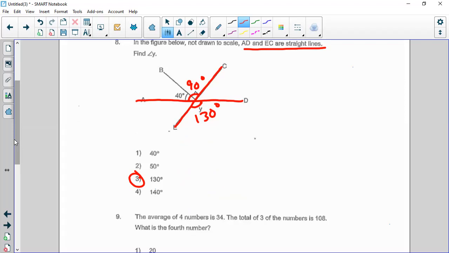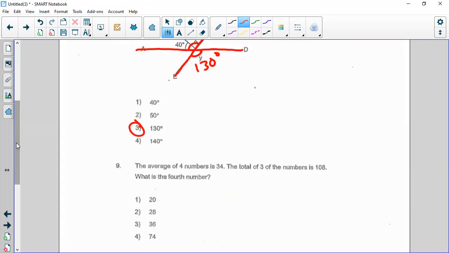Okay, let's go to number 9. The average of 4 numbers is 34. Ms. Long told you before already: every time you have an average, you can always find the total. So how do you find the total? You take the average times how many numbers, 34 times 4. If you don't know how to do it, draw an average model. But if you know how to do it, then you don't have to draw. So 34 times 4, you will get 136, which is the total.